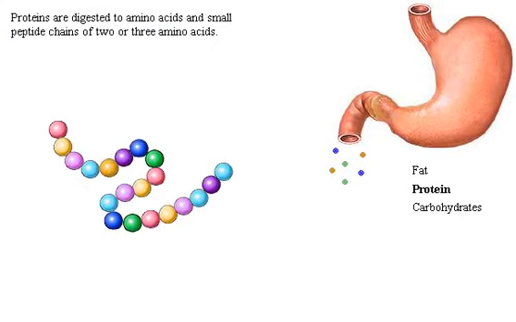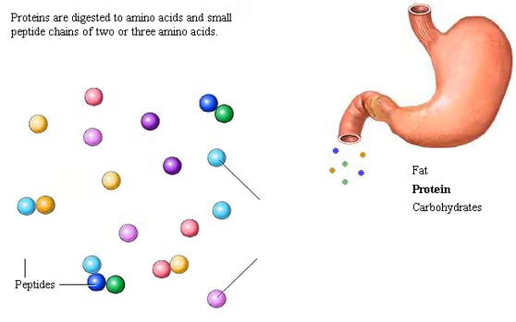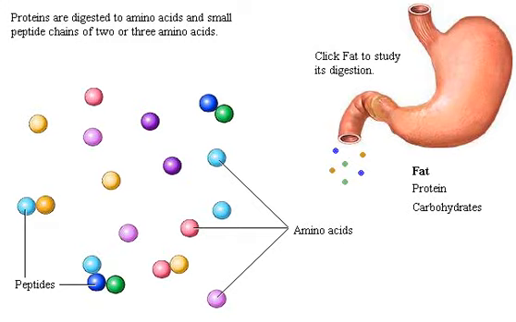Proteins are digested to amino acids and small peptide chains of 2 or 3 amino acids. In our representative protein, each circle represents a single amino acid. Click fat to study its digestion.